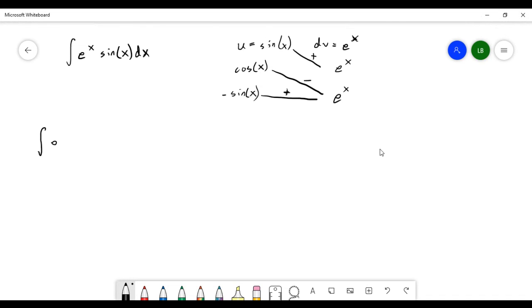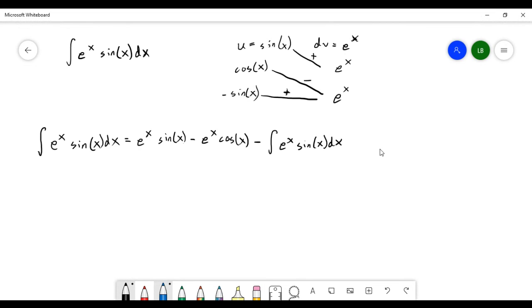I would have the integral of e to the x sine of x dx is equal to e to the x sine of x minus e to the x cosine of x, and minus the integral of e to the x sine of x dx. Okay. And this is where the real neat part comes in, because the integral of e to the x sine of x and the integral of e to the x sine of x are the same term.